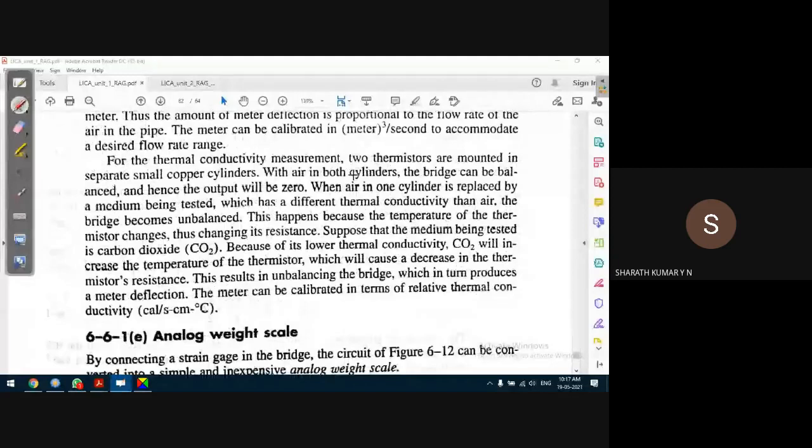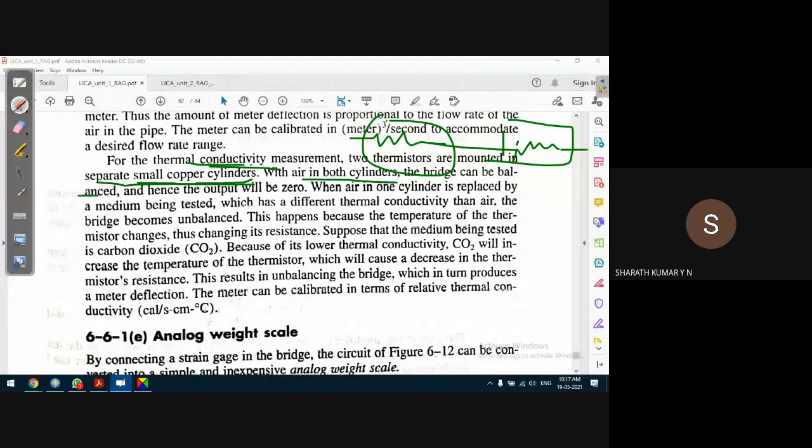instrumentation amplifier. So for thermal conductivity measurement, two thermistors are mounted in separate small copper cylinders. In the earlier case, one thermistor was sealed and another was inside a copper pipe. But now for thermal conductivity, both are placed inside small copper cylinders. With air in both the cylinders, the bridge can be balanced, and then the output voltage will be zero. So under balanced condition, the bridge is balanced, output voltage is zero.